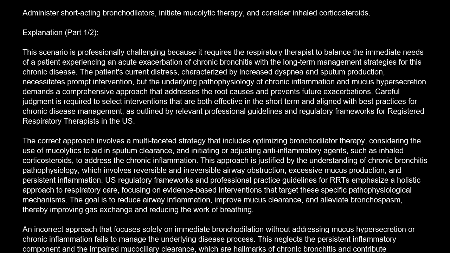U.S. regulatory frameworks and professional practice guidelines for RRTs emphasize a holistic approach to respiratory care, focusing on evidence-based interventions that target these specific pathophysiological mechanisms. The goal is to reduce airway inflammation, improve mucus clearance, and alleviate bronchospasm, thereby improving gas exchange and reducing the work of breathing. An incorrect approach that focuses solely on immediate bronchodilation without addressing mucus hypersecretion or chronic inflammation fails to manage the underlying disease process.